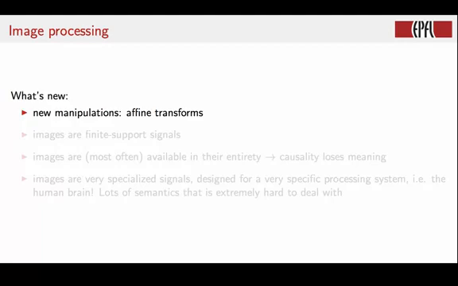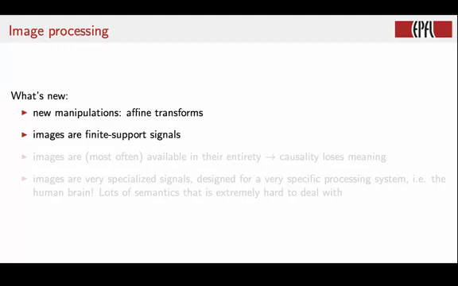New concepts that appear in image processing include a new class of manipulations called affine transforms. These include rotation, scaling, and skewing of images, things you do in Photoshop all the time. Another is the fact that images are finite support signals. By definition, you take an image with a camera, and the CCD, the sensor of the camera, has a finite surface.